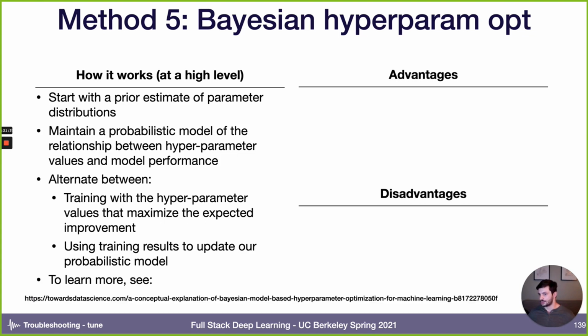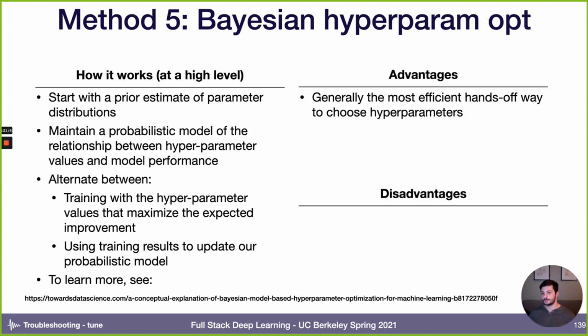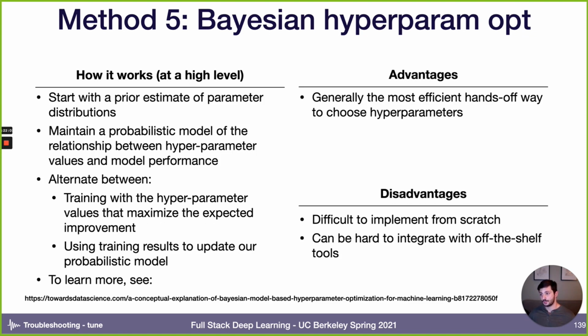And here's a blog post that I recommend if you want to go into more detail about some Bayesian hyperparameter optimization methods. The big advantage of doing this is that generally, this is the most efficient and hands-off way of choosing hyperparameters. You can get great results doing this with very little manual effort. The disadvantages are that these techniques can be notoriously difficult to implement yourself from scratch. And there are off-the-shelf tools that help you with this, but they can be difficult to integrate with.